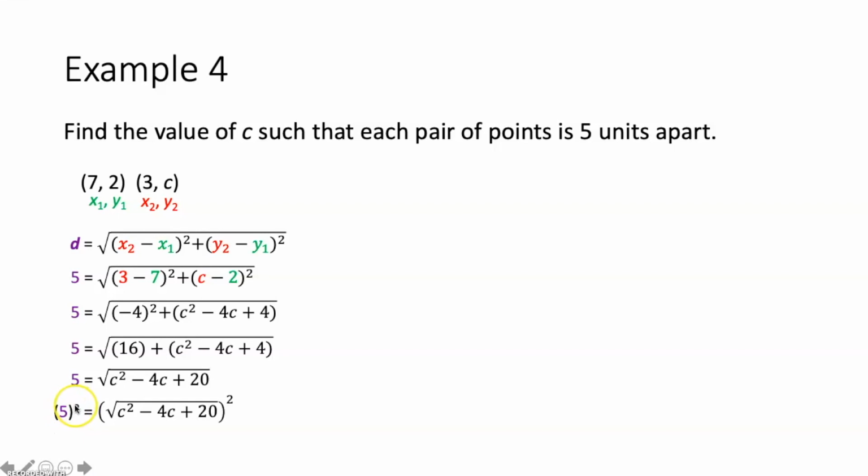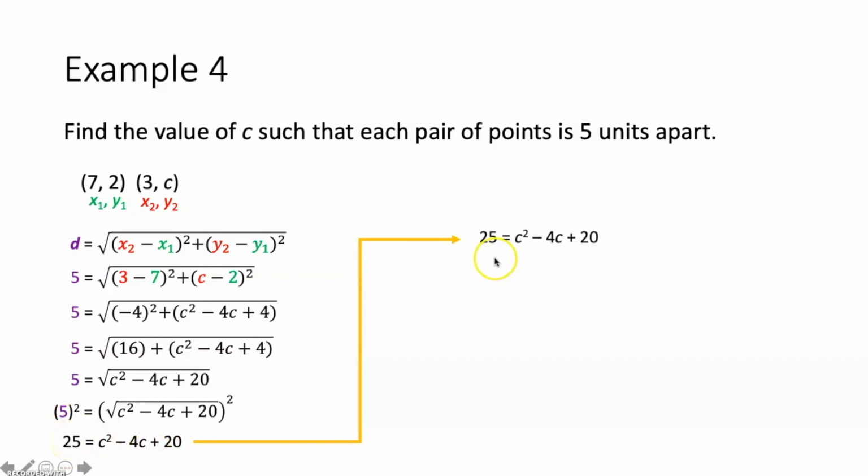Over here, 5 squared is going to give you 25. And this should look somewhat familiar to you. I have to get this quadratic trinomial set equal to 0, and in order to do that, I subtract 25 on both sides, and I get 0 is equal to c squared minus 4c minus 5. Why did I do that? Because I can now factor this and set each factor equal to 0 and solve for c.